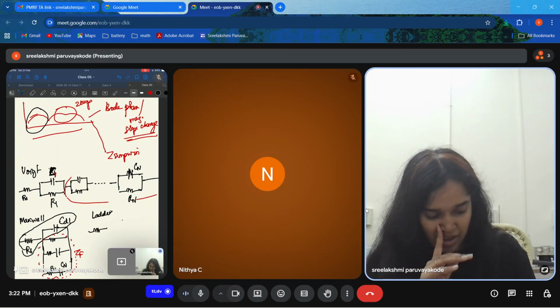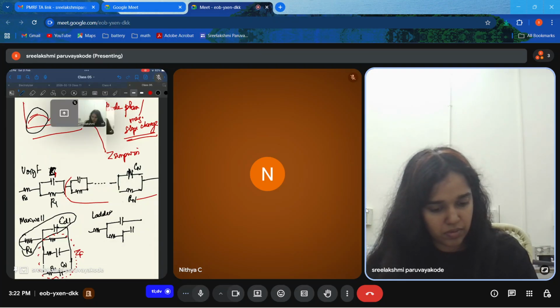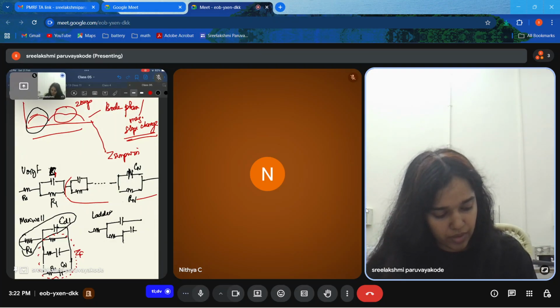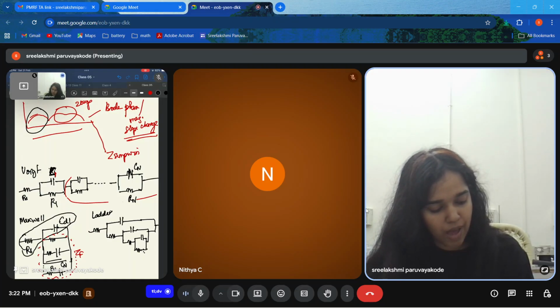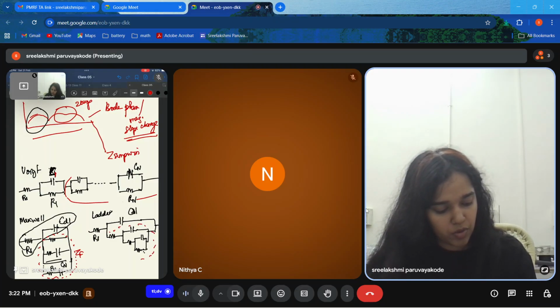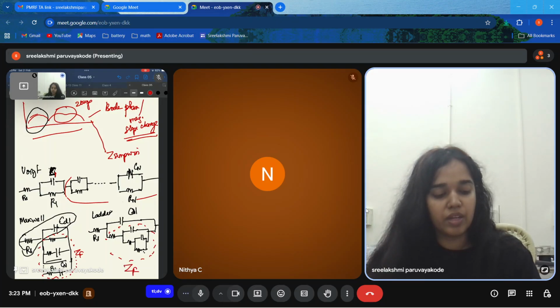In the ladder circuit, same like this, you have solution resistance and CDL. Now after that you have a resistor. You have the next capacitor here, next resistor here, again a capacitor, again a resistor, and it continues. Okay, this is how you get a ladder circuit. So basically here they are in series, here they are in parallel. So this is RS, this is CDL, and this entire part corresponds to the Faraday reaction.